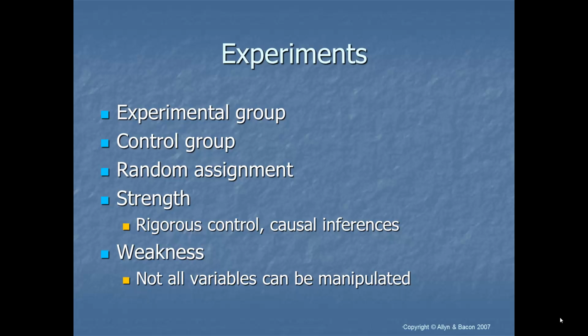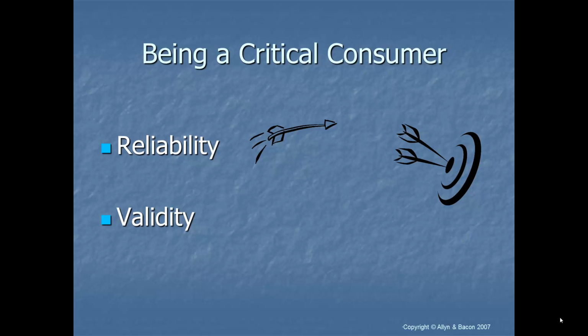The problem is, not all variables can be manipulated, and something that you're interested in out in the real world is hard to recreate in the lab. And they say sometimes these lab studies lack what they call ecological validity.